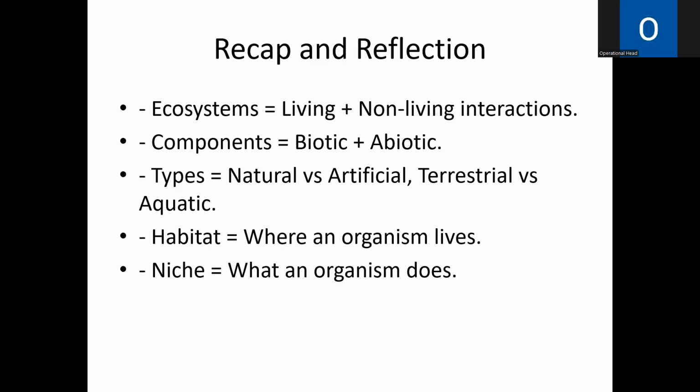Let's recap and reflect on our entire topic of interdependence and ecosystem. We know living plus non-living interaction makes an ecosystem. Components are biotic and abiotic. Biotic is living, abiotic is non-living. Types are natural versus artificial, terrestrial versus aquatic. Habitat is where an organism lives. Niche is what an organism does.